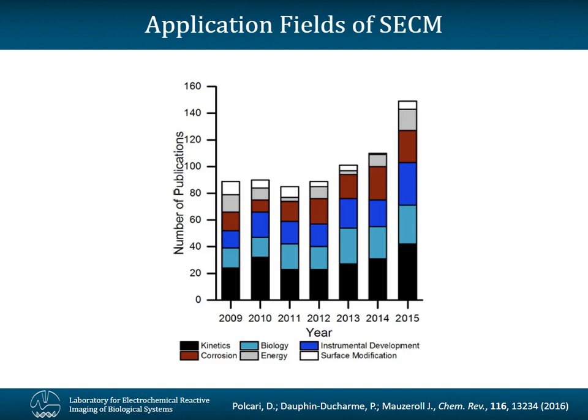If we look at the application field of SECM, we see in black that the kinetics of surfaces has been really well studied. In pale blue, biology has been studied to a great extent. In dark blue, we have instrumental development, the hyphenation of SECM with AFM, with the fluorescence microscopy, with Raman. It's really ongoing. Corrosion field has been using the SECM. Now, progressively, more and more, the energy field as well, and all manufacturing type of surface modification can also benefit from SECM in terms of identifying porosity or defects in surface coatings.